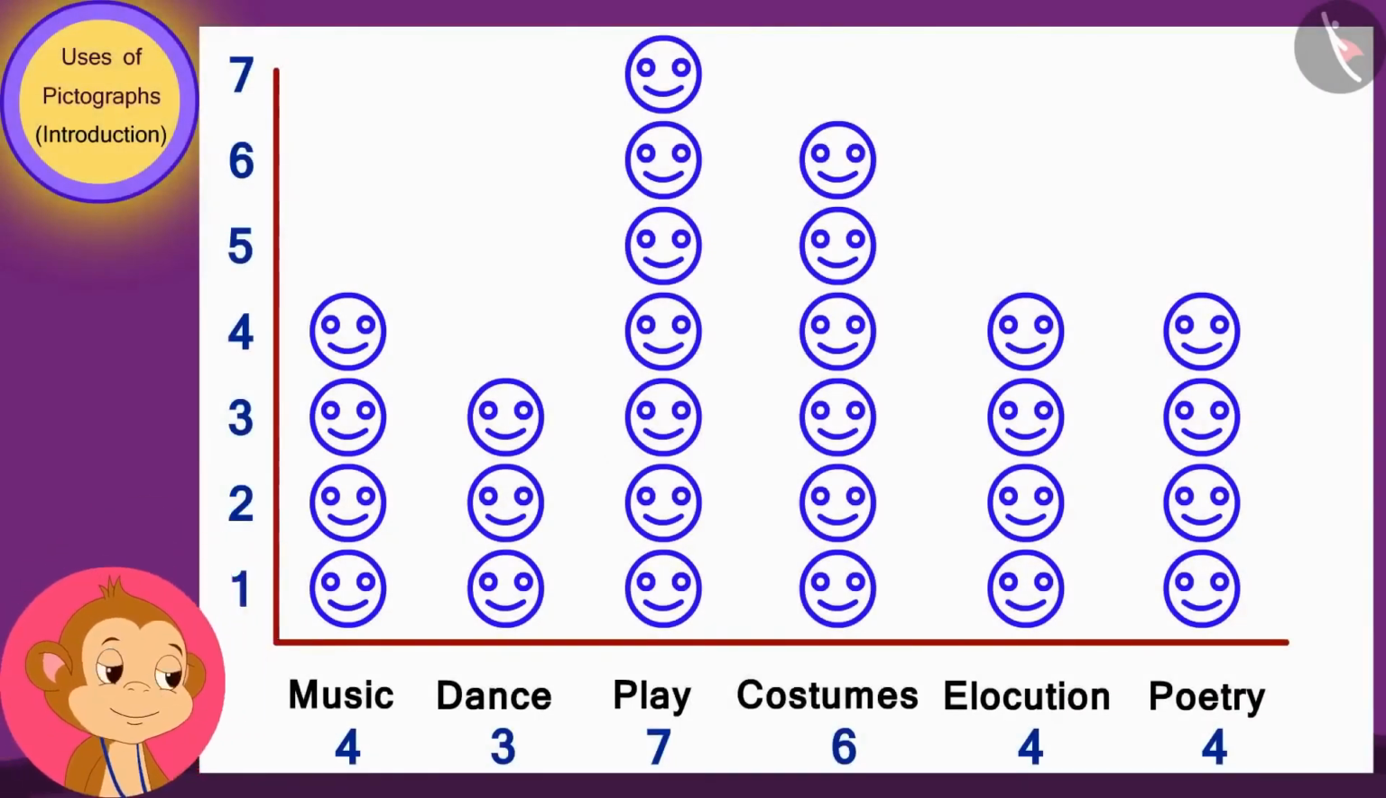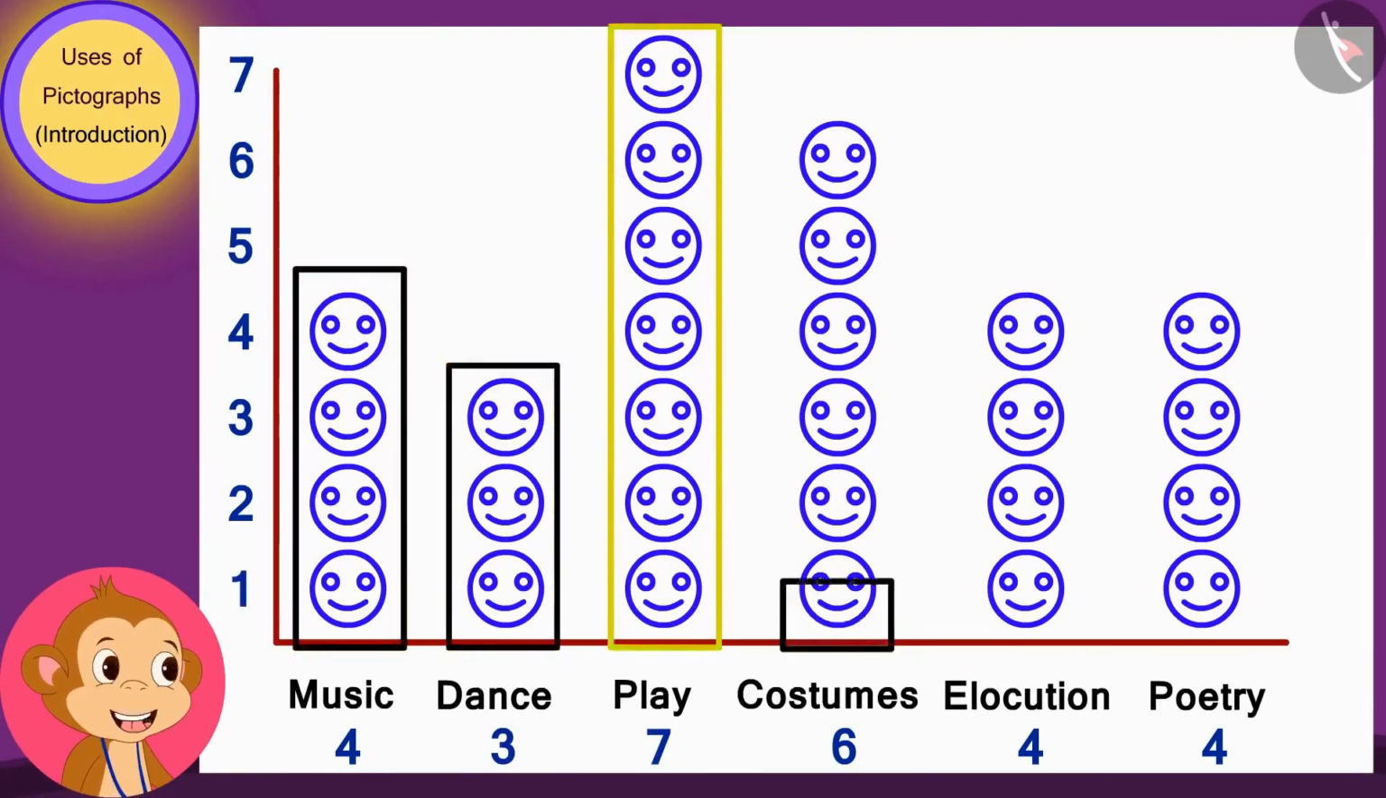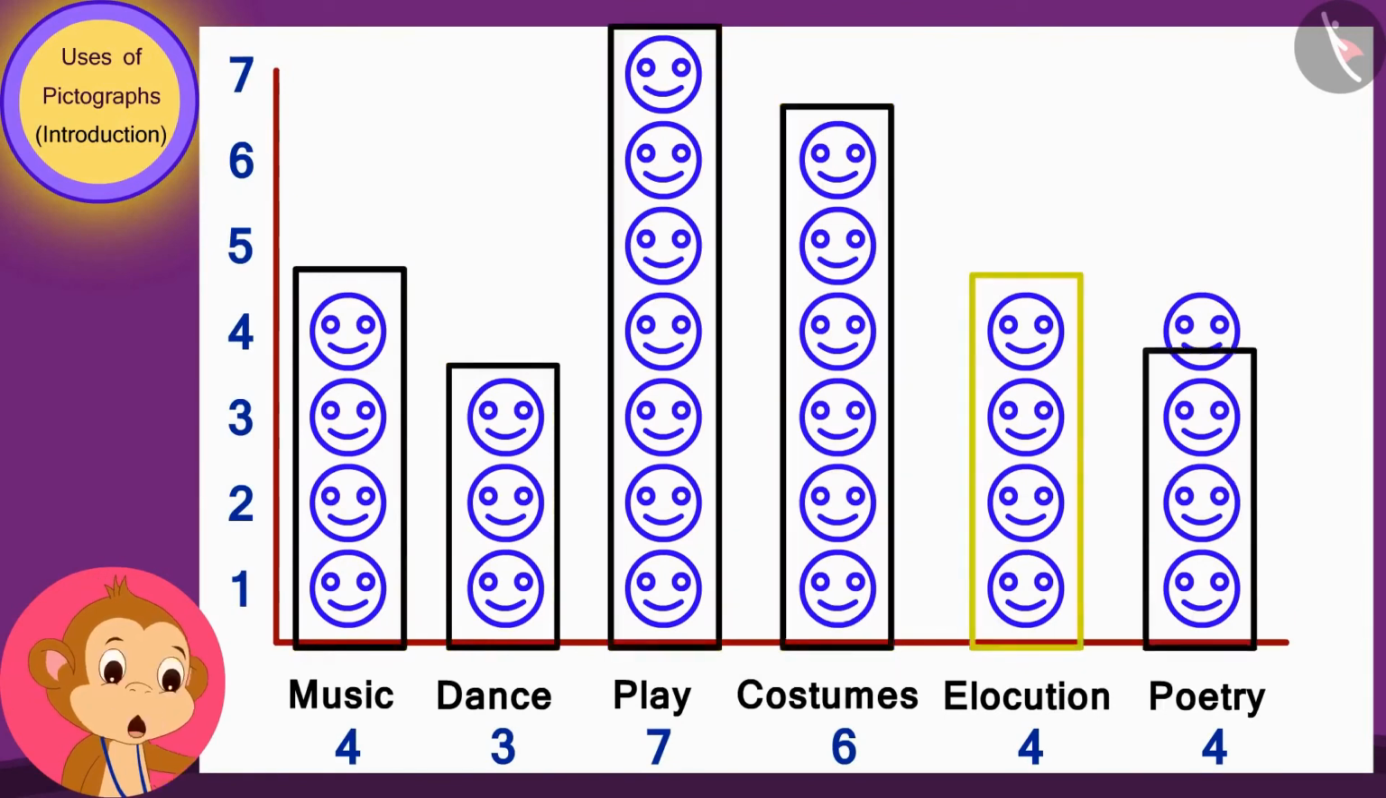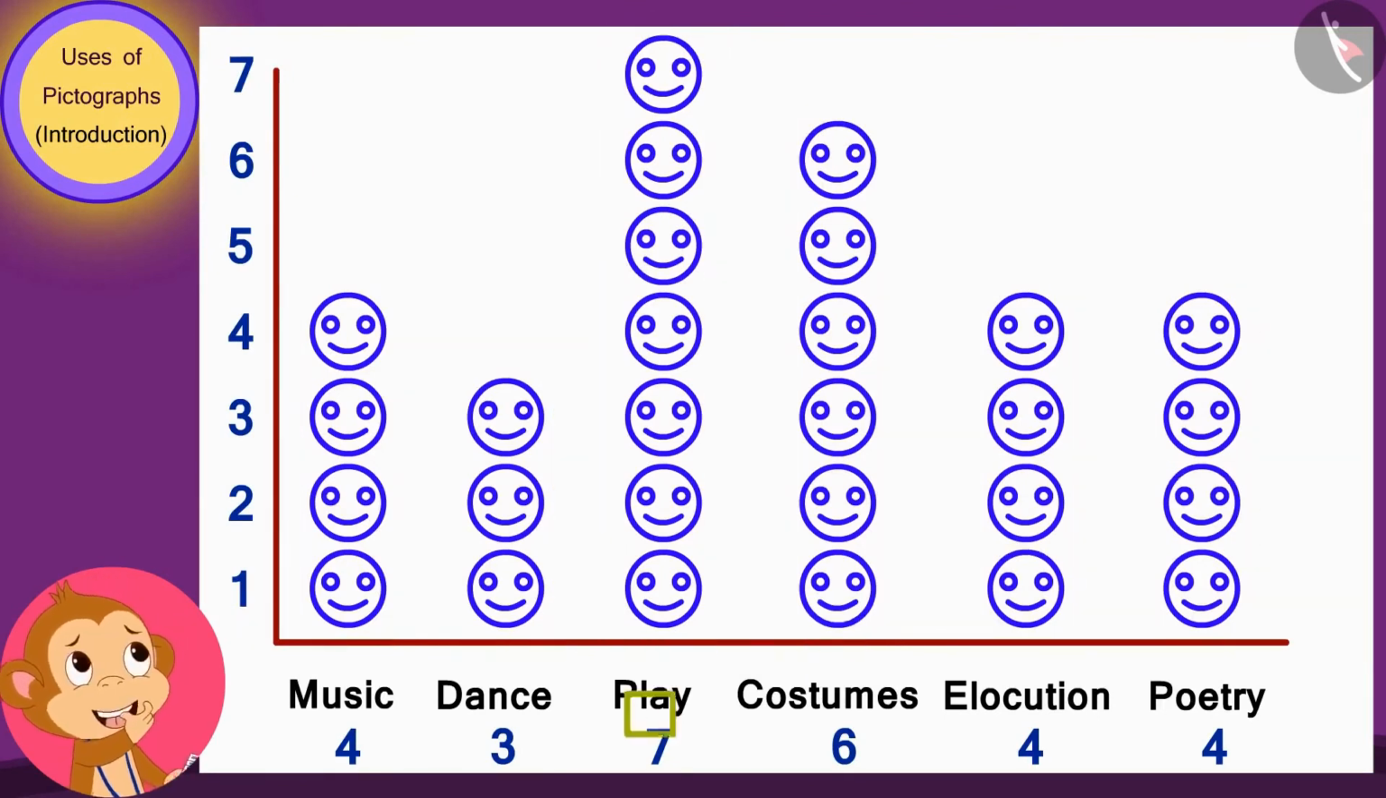Babban got very excited. He said to Appu, Wow, Appu, this is so interesting. Just by seeing the height of these lines made by the faces, I can immediately find out which program has the maximum number of children and which program has the least number of children.